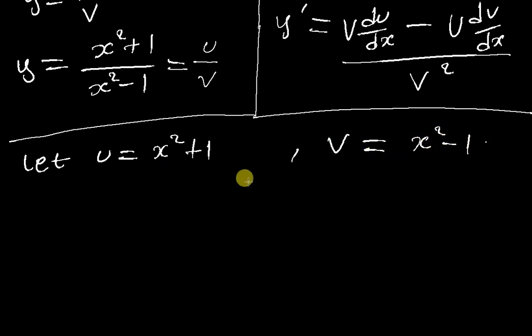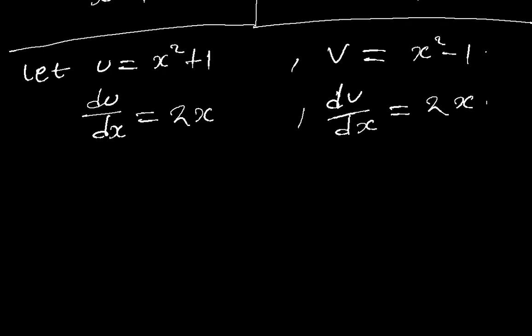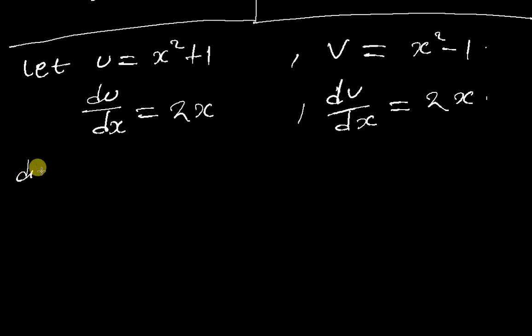So to differentiate, we find du dx and dv dx. So du dx will simply just be 2x using the power rule. Then dv dx will simply just be equal to 2x as well. So here it's just a matter of plugging the expressions into the formula. du dx can also be written as u prime, then dv dx can also be written as v prime.